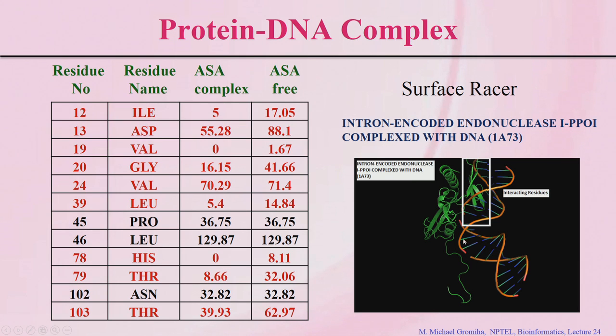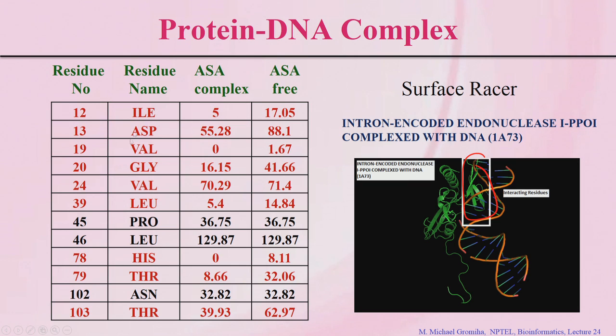Okay, here this is the protein DNA chain. This is the place where we can see the interacting residues. For example, we see this protein, this is the ASA of this complex: isoleucine 12 has 5 angstrom square and aspartic acid is 55 and so on. Now, this is the free form, the unbound form. So in the case of proline 45, do you find any difference? No difference. Leucine 46, no difference.